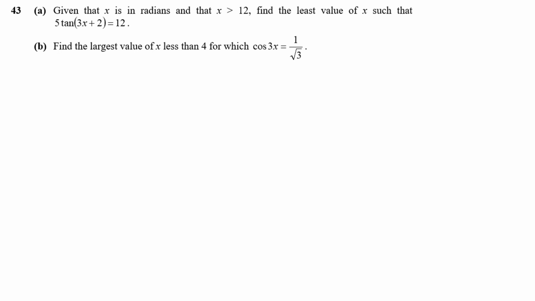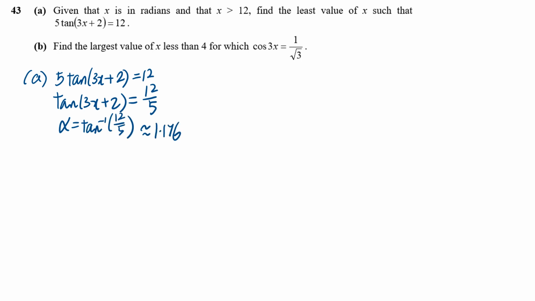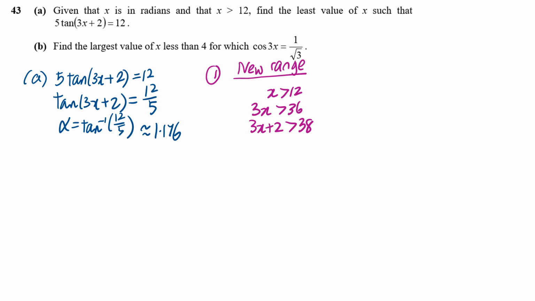Why? Because you need to calculate how many rounds you need to add to your alpha. Okay, but step 1, you still have to find alpha. You still have to find your good friend alpha. And then step 2 is to determine the new range. So x is more than 12. And since we are finding for 3x plus 2, then the new range will be 3x plus 2 more than 38 radians. So we only consider anything that is more than 38 radians. Anything less than 38 we're not interested in.